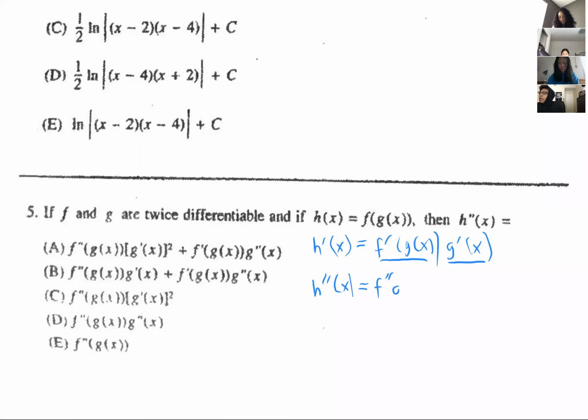When I do that, I have to do chain rule here. So take the derivative of the outside, keeping the inside the same, times the derivative of the inside. So product rule says you're taking the derivative of the first factor, keep the second factor the same.